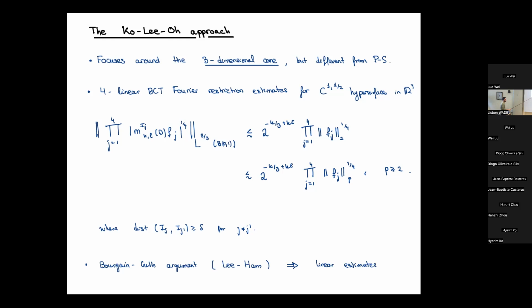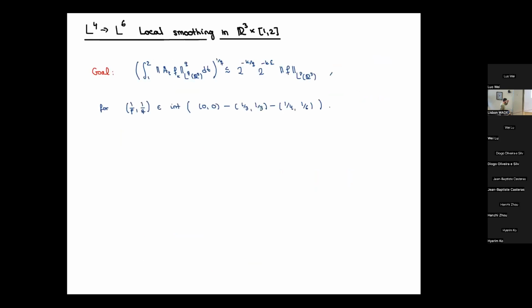They use, as I said, the Bourgain-Guth or Lee-Vargas argument to transfer to linear estimates. And when I go to the LP-LQ estimates, where I started, I want to extend it to the other side. Now, what we want is to get this improved estimate, but for this triangle that I pictured.